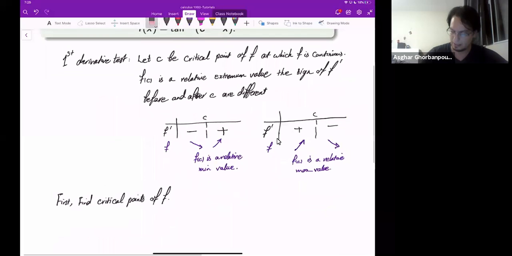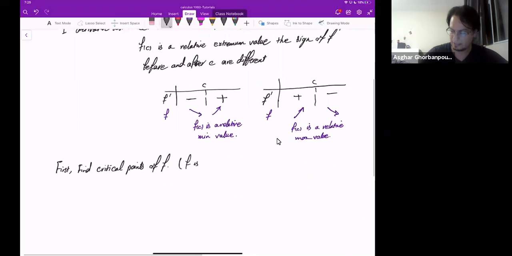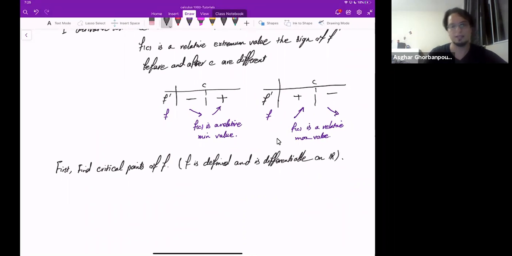So f is defined and is differentiable on the whole real line. Why is that important? Because critical points are the points at which either f prime does not exist, is not defined, or it is defined and equal to 0. By knowing that it is differentiable on the whole real line, we now know that the critical points can only happen where the derivative is equal to 0. We don't need to be worried about the points at which f prime is not defined.